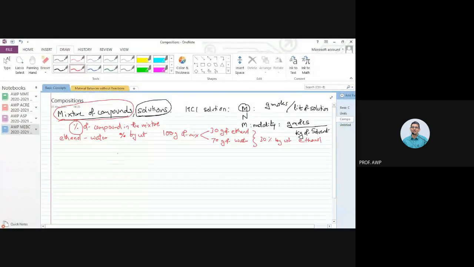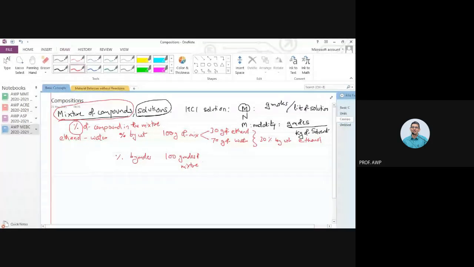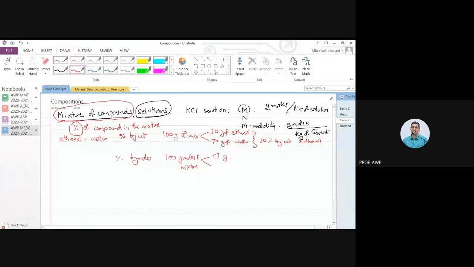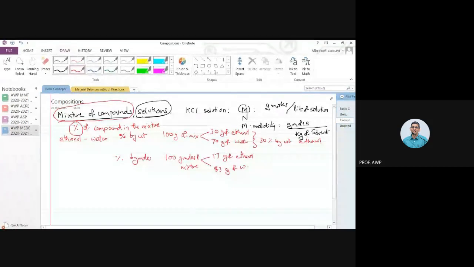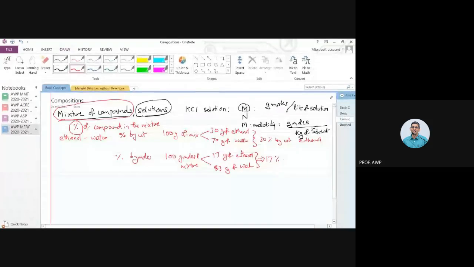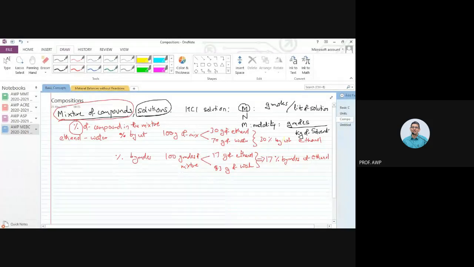Or that percentage we can talk in terms of percentage by moles. So if I take 100 gram moles of mixture, and let's say that 100 gram moles of the mixture has 17 gram moles of ethanol and 83 gram moles of water, this mixture we would say has 17% by moles of ethanol. So we have defined percentage on the basis of mass or weight, or in terms of moles.